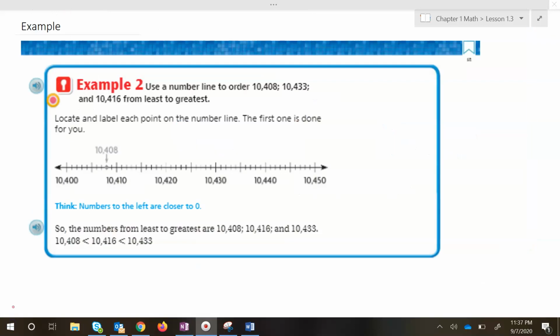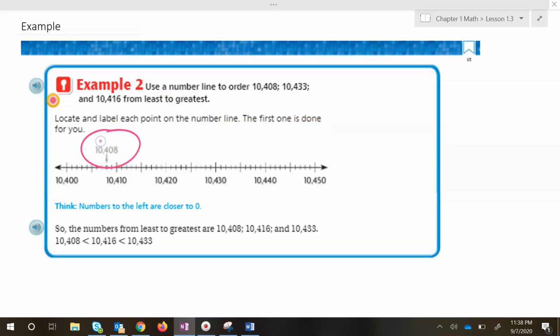All right, go ahead and go to the next page, example 2. Now, we can also use a number line to help us keep our place value. So they've given us 10,408, they've given us 10,433, and they've given us 10,416. Now, they want us to do from least to greatest, and on the vocabulary, least is smallest, greatest is the biggest out of all of them. So we want you to go ahead and locate and label each point on the number line. The first one is done for you.